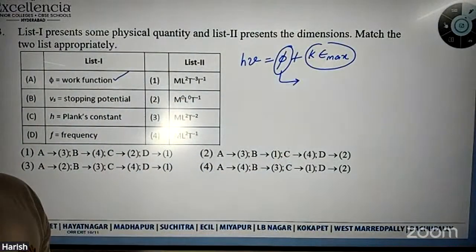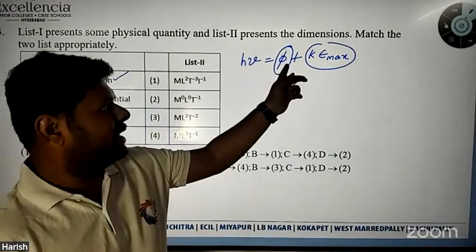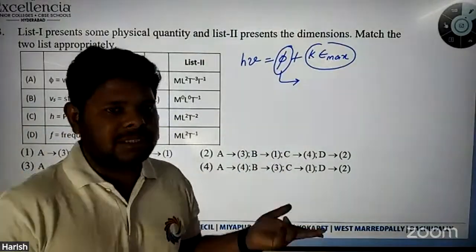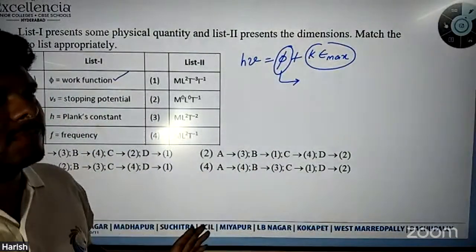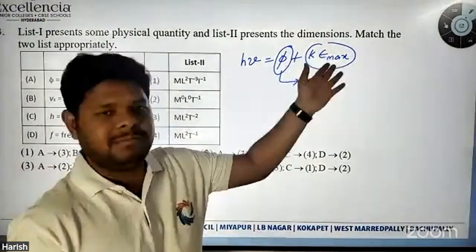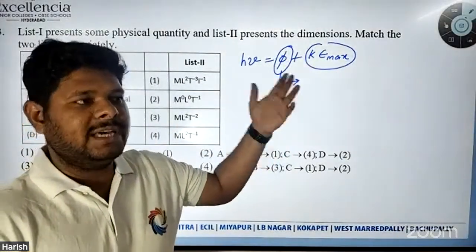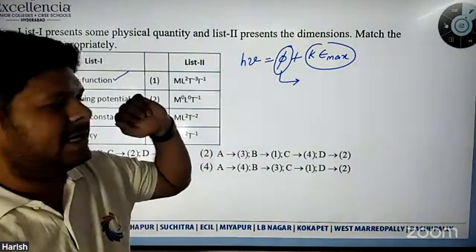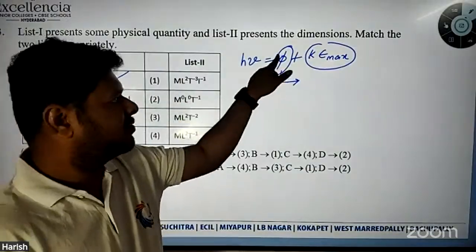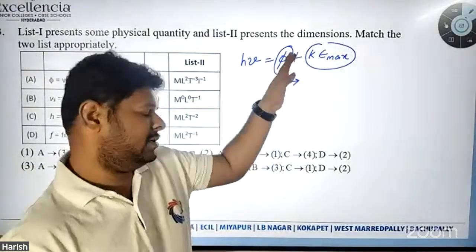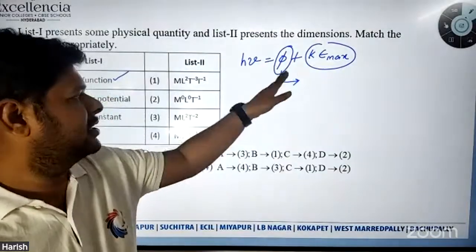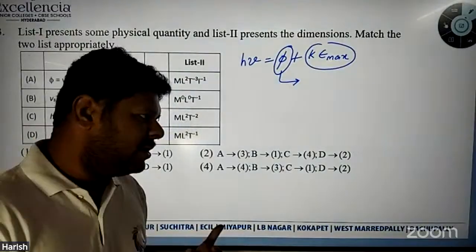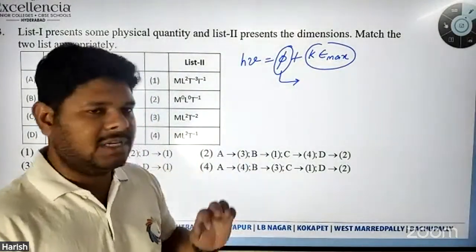As you're adding these two, even this should be related to energy only. So I can say the dimensional formula of work function will be the same as that of energy, because you are adding them, which means they are similar quantities. So when they are similar quantities, obviously the dimensional formula should be the same. So as kinetic energy and work function are similar quantities, the dimensional formula of work function should be equal to the dimensional formula of energy. So use any formula of energy and try to get the dimensional formula of this.